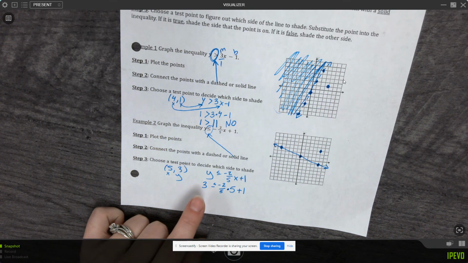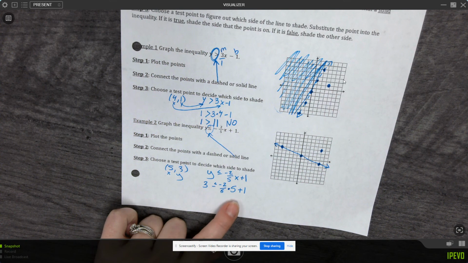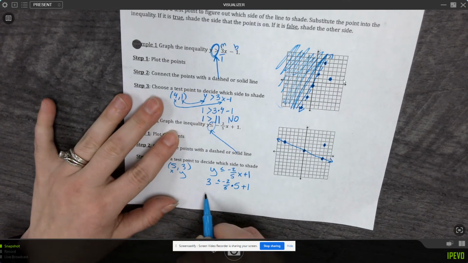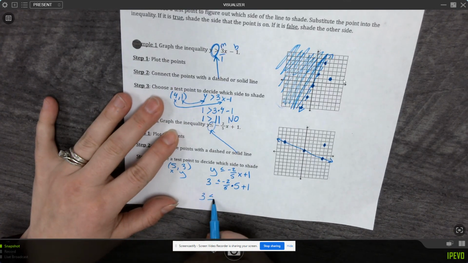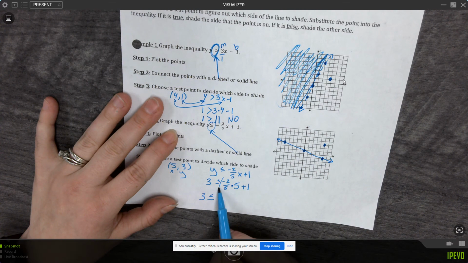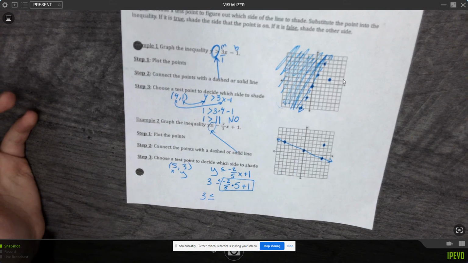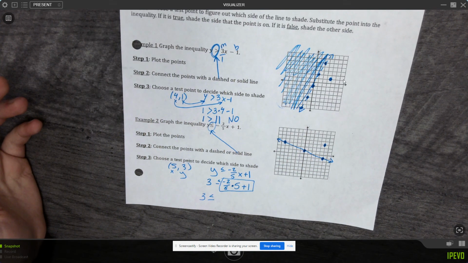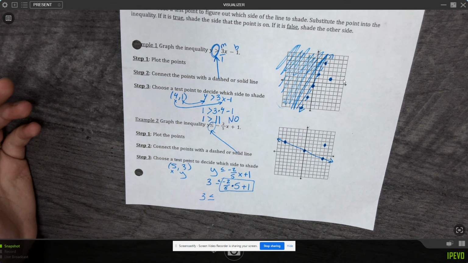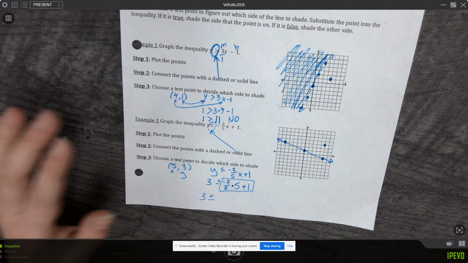We need it to be number, symbol, number. We don't have that, so we're going to do 3, which is fine, symbol, which is fine. But all of this, we need to type into Desmos. -2/5 times 5 plus 1. Type it into Desmos. If you do, you should get -1.